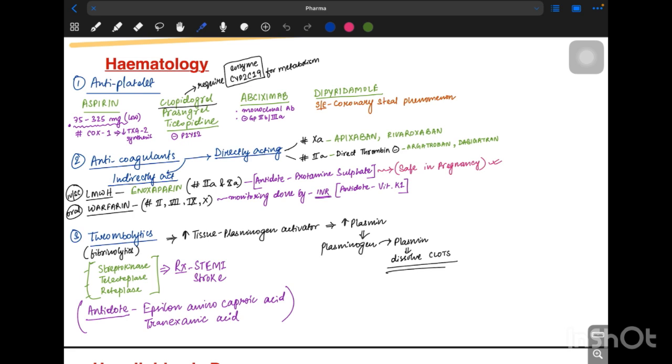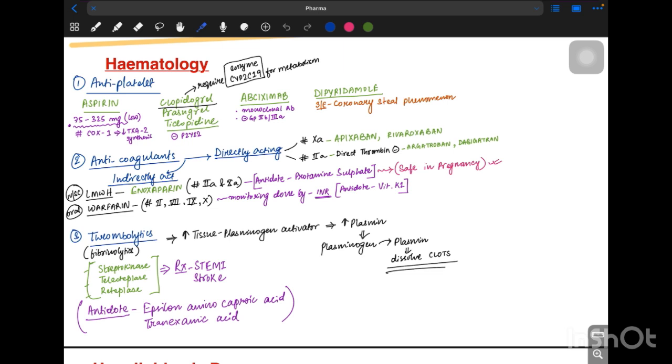Now coming to the indirectly acting drugs. What are the indirectly acting drugs? The first one is low molecular weight heparin. It is given by intravenous or subcutaneous route. Low molecular weight heparin example is enoxaparin, and it blocks both 2A and 10A. Here it is blocking both 10A and 2A. The antidote for enoxaparin toxicity is protamine sulfate. If there is toxicity, we can give the antidote protamine sulfate, and it is safe in pregnancy.